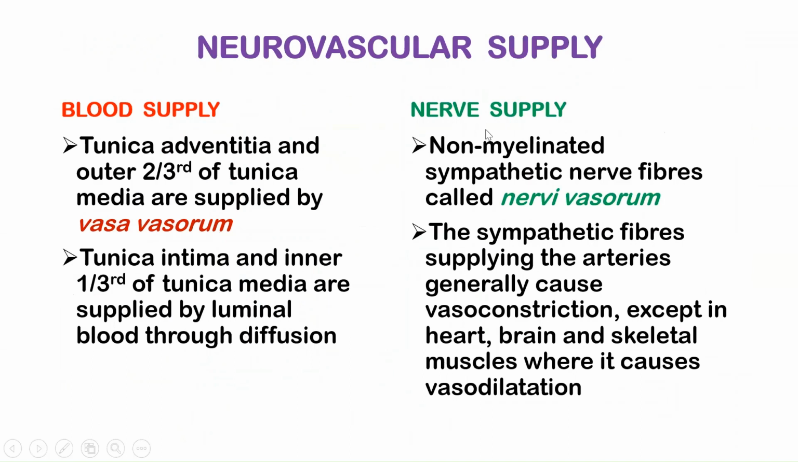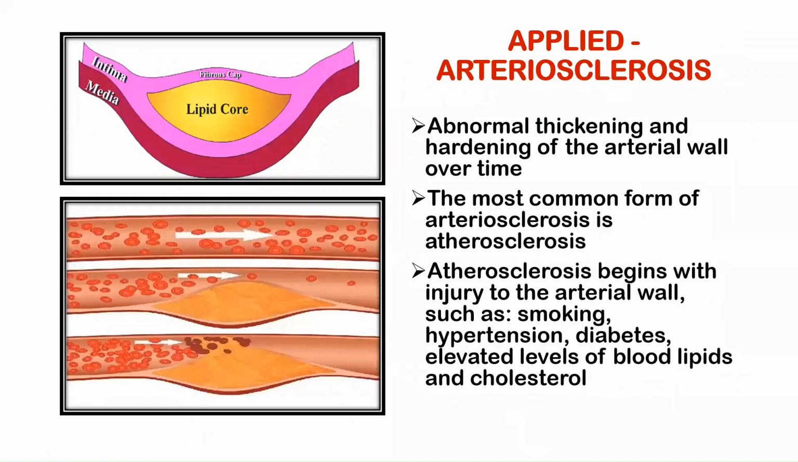of the blood vessels. The nerve supply is via the non-myelinated sympathetic nerve fibers, that is known as the nervi vasorum. These supply the arteries and cause vasoconstriction, except in the heart, the brain, and the skeletal muscles where it causes vasodilatation. Applied anatomy, we have arteriosclerosis.